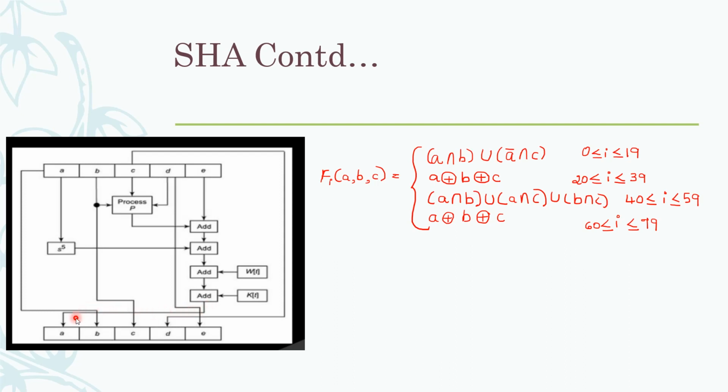So this is your f function. Suppose the f function takes A, B, C. If the iteration lies between 0 to 19, then this is the evaluation. If it is between 20 to 39, then this is the evaluation of f. If the i value varies between 40 to 59, then this is the evaluation. And if the i value is between 60 to 79, this is the evaluation.